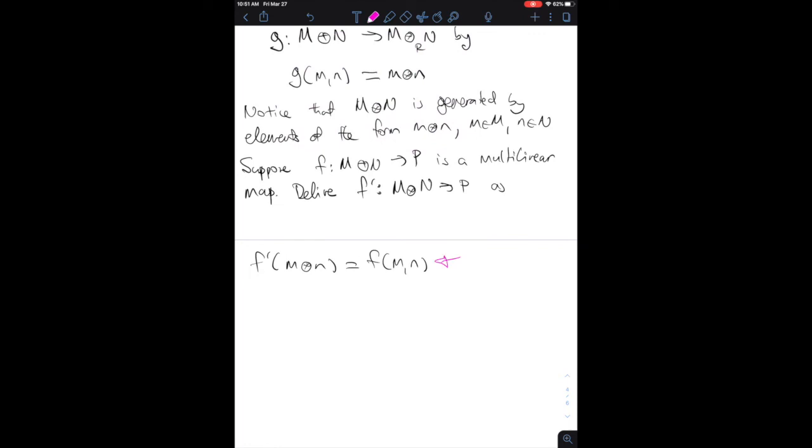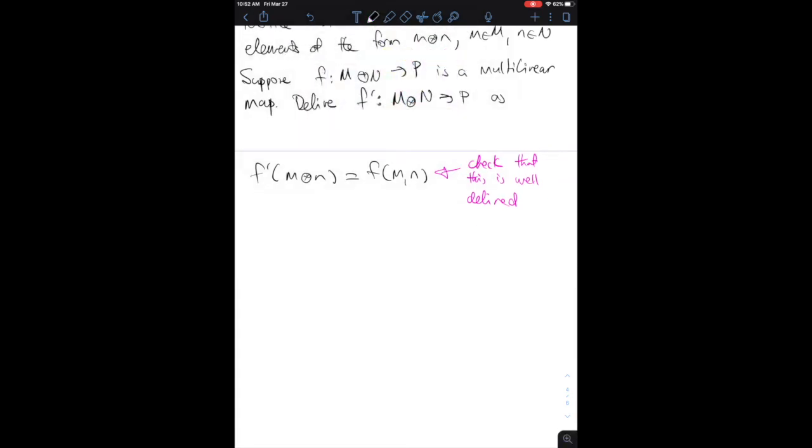And you should check that this is well defined. It doesn't depend on the equivalence class. So m tensor n is an equivalence class of representative (m, n), and you need to check that this doesn't depend on the choice of representative. But that's easy. It follows from multilinearity. Okay, then we have the required properties. Also, I should say that this formula is enough to define f prime. It's enough to know how the homomorphism acts on generators, and m tensor n generate the tensor product.